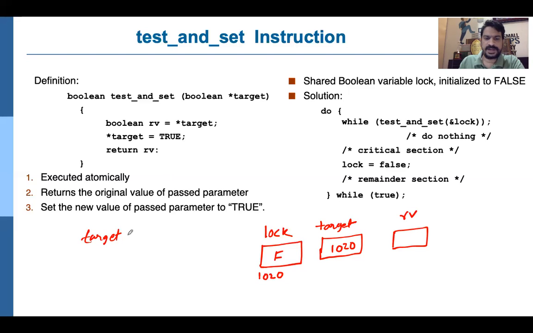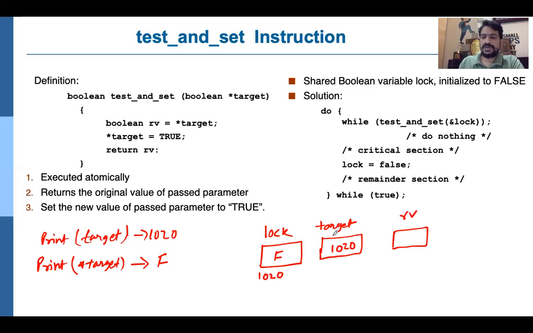Target is nothing but, if I print target, what is it going to print? What is the output? The output will be 1020. If I print asterisk of target, then what is it going to print? It is going to print false, right?